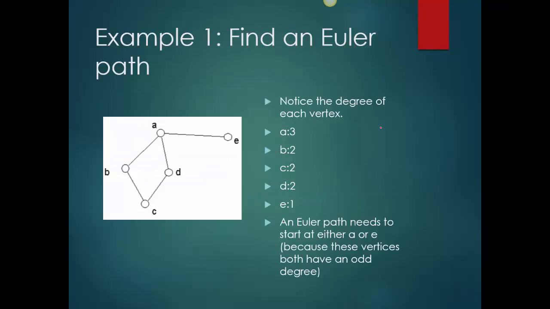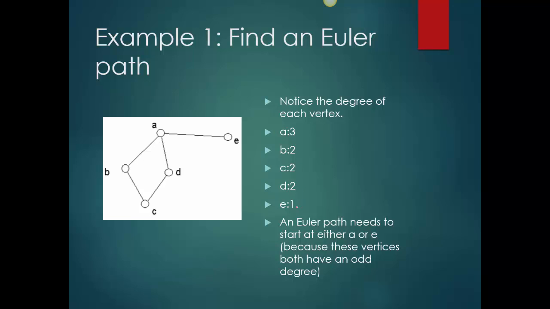So let's take some time and just look at Euler paths by themselves first, and then later we'll look at Euler circuits. So let's look at this graph, and I want to find an Euler path. Okay, first thing first would be let's break down the degree of each vertex. So I wrote them out for you. A is 3, B is 2, C is 2, D is 2, E is 1.